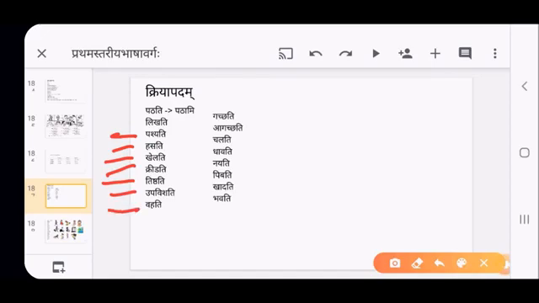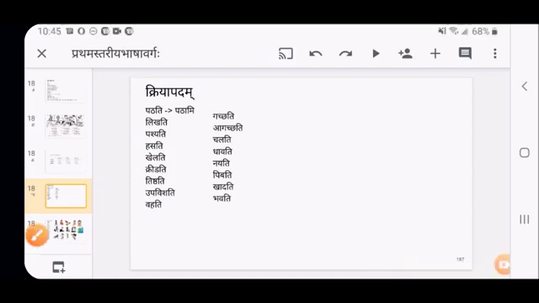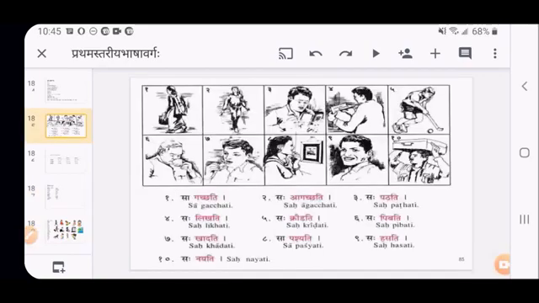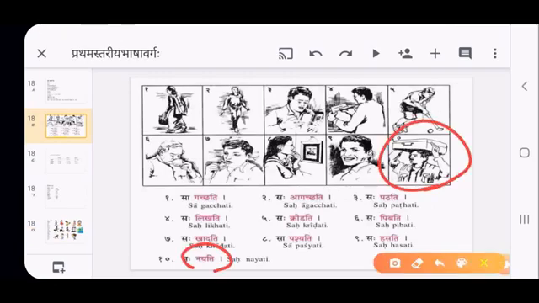Vahati has two meanings: carrying and also flowing. For example, nadi vahati means the river is flowing. Carrying is also there. Aham petikam vahami means I am carrying a box. Aham pustakam vahami. For carrying there was something else, right? In the 18th one, nayati is also there. Nayami, that is also correct.